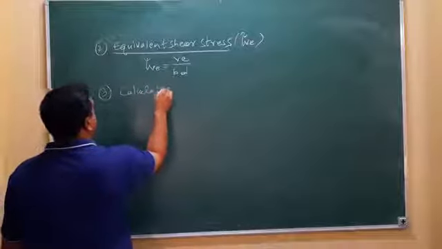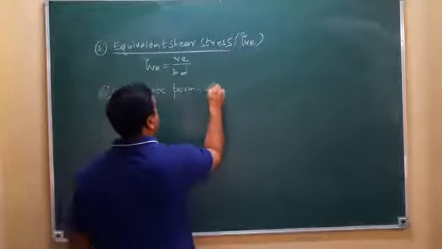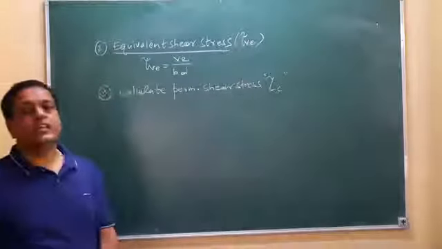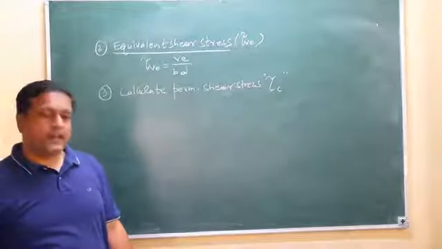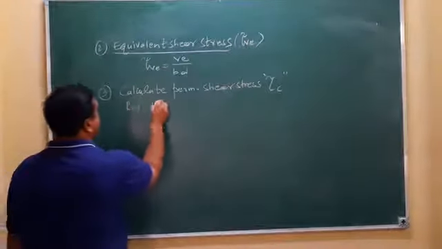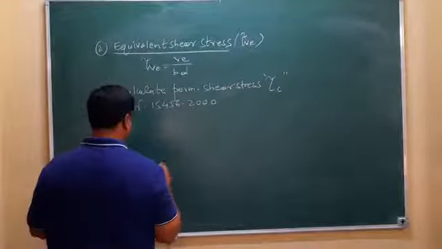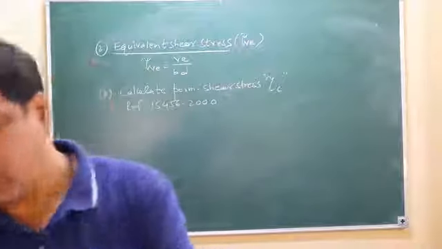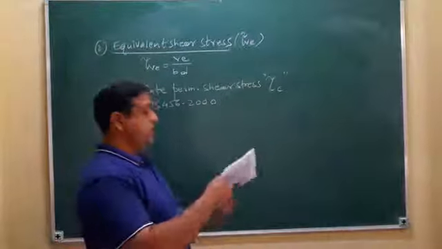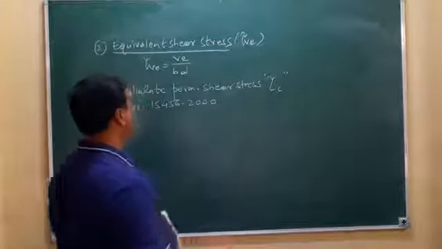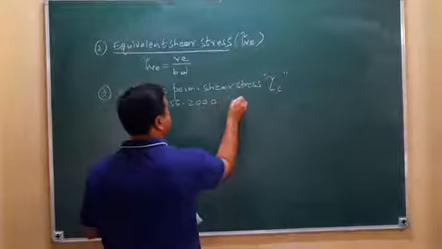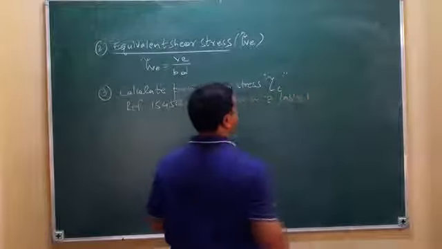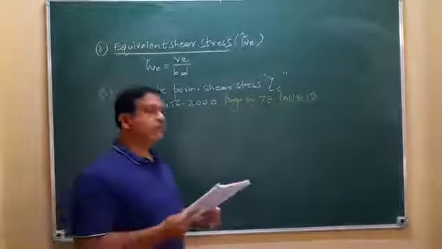Calculate permissible shear stress. Calculate permissible shear stress tau C, with reference to IS 456, 2000 version. For that you have to refer to page number 73. I will show you page number 73, table number 19. So with the reference of IS 456, page number 73, table 19, find out the tau c.